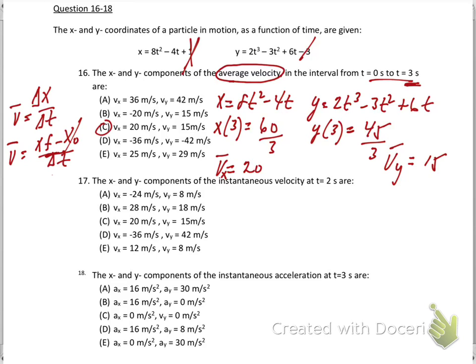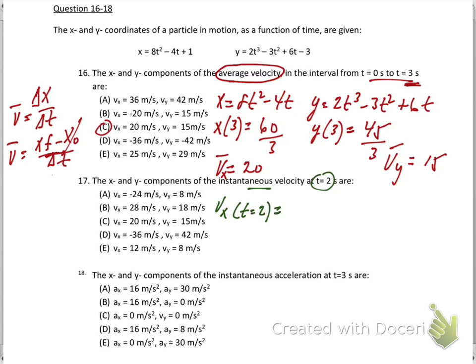All right, number 17, the x and y components of the instantaneous velocity at time equals 2 seconds. So let's get rid of some of this. All right, instantaneous velocity. So we have position. What we want to come up with now is the derivative of position. So we want velocity in the x direction at time equal to 2 seconds.